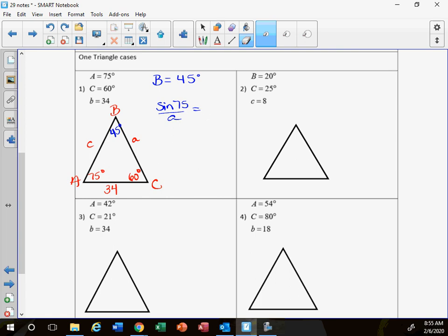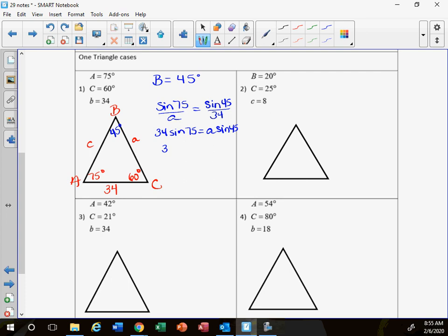What should I use instead? Yeah, I'm going to do the sine of 45 over 34. You with me there? Matching up angle, side across from it. That's all you're doing every single time. Now I only have one variable. How do I go about solving? Cross multiply, so I've got 34 times sine of 75 equals A times sine of 45. And then how do I get A by itself? Divide by sine of 45.